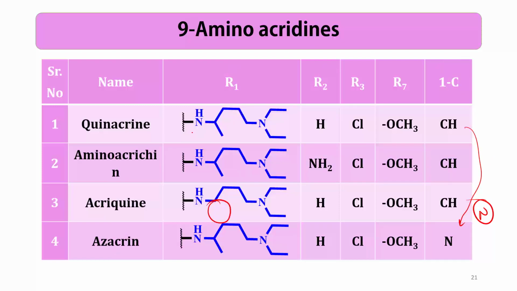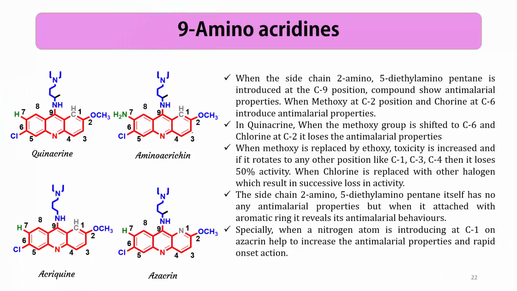So now we'll switch to the deeper SAR relationship in 9-aminoacridine. We have at least 4 kinds of compounds with us. When a side chain 2-amino 5-diethylamino-pentane is introduced at the C9 position, the compound shows antimalarial property. This group helping to show antimalarial property is confirmed by the previous 2, 4 and 6 as well, 4 and 8 aminoquinoline as well.